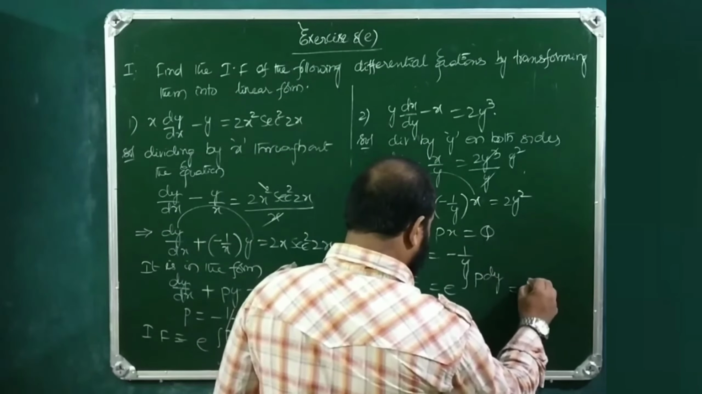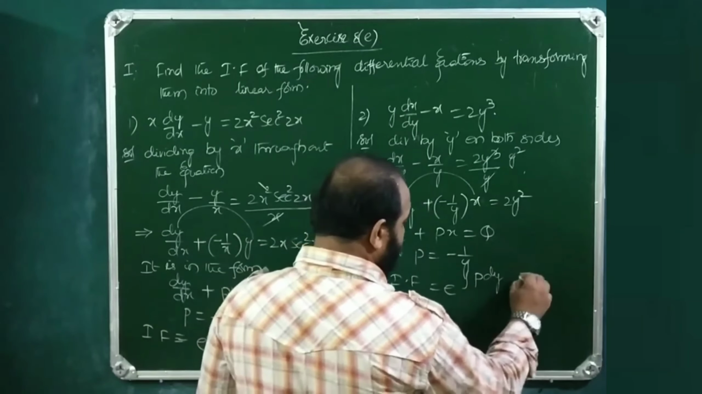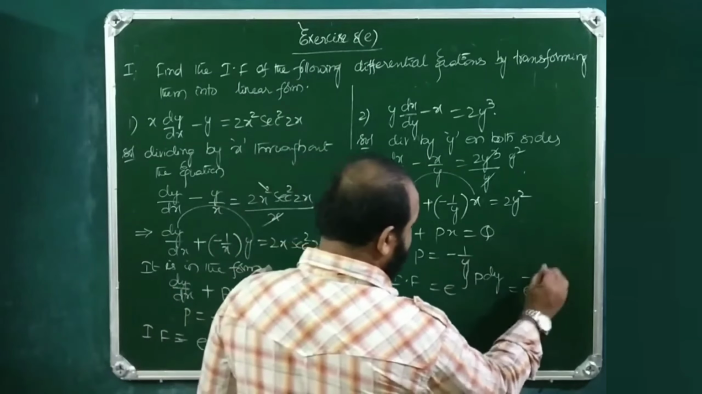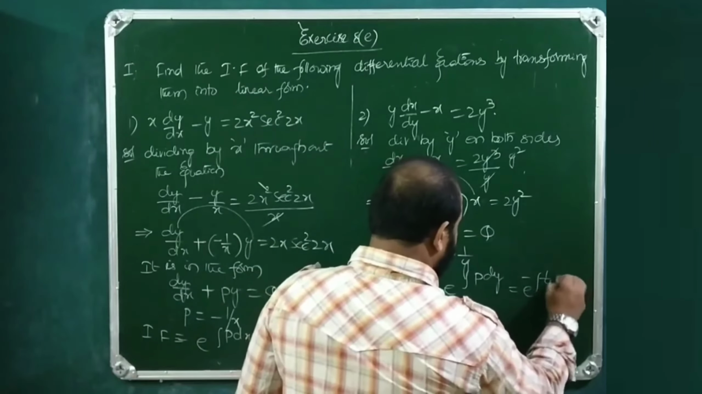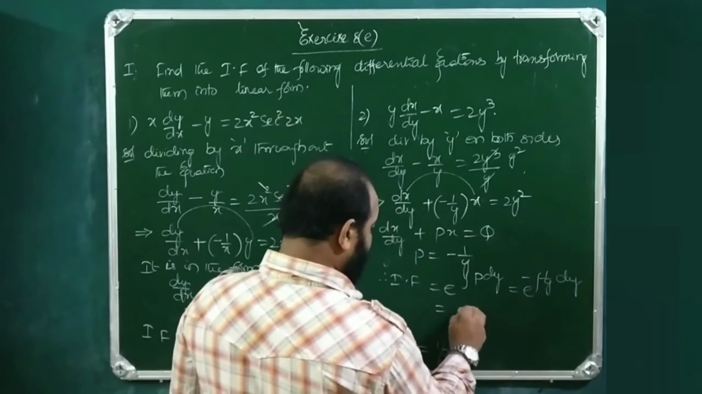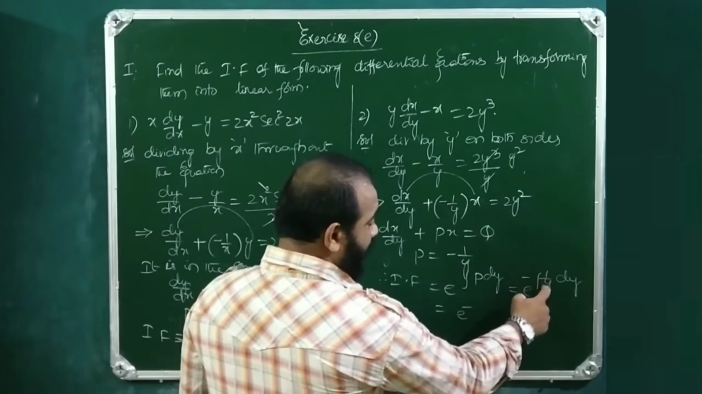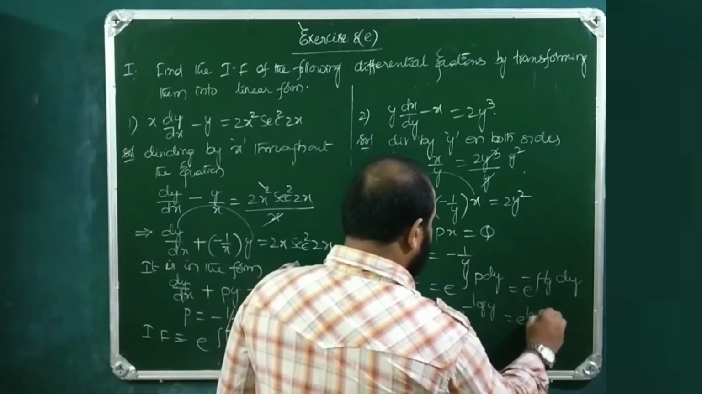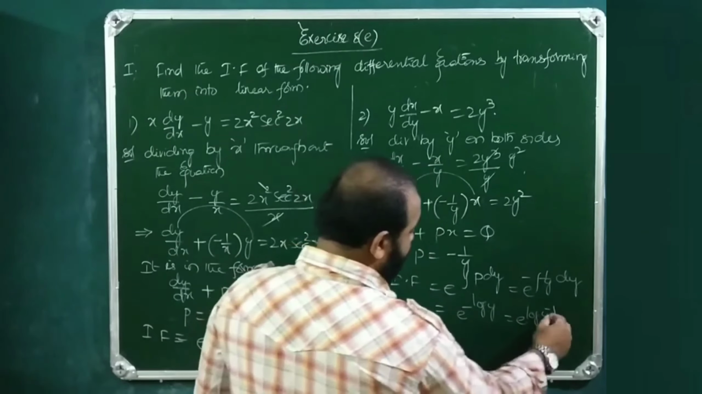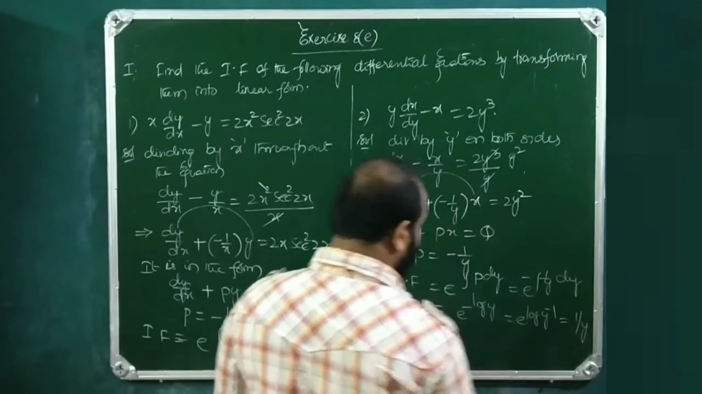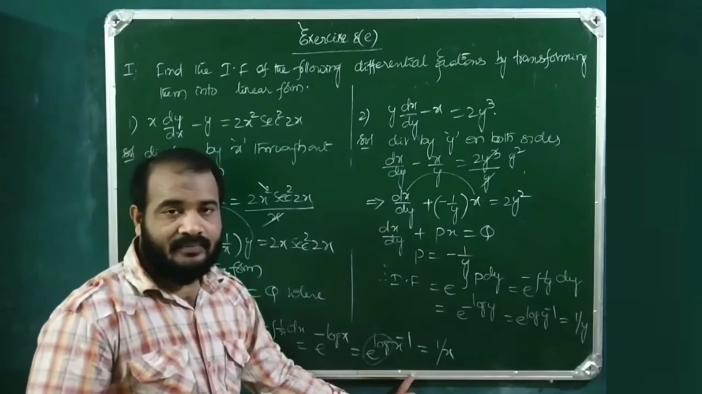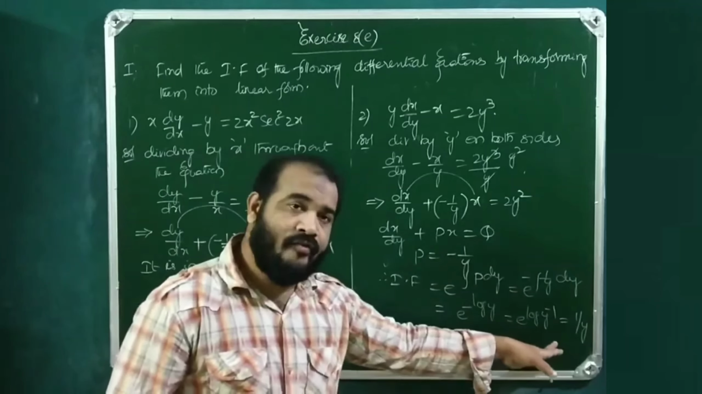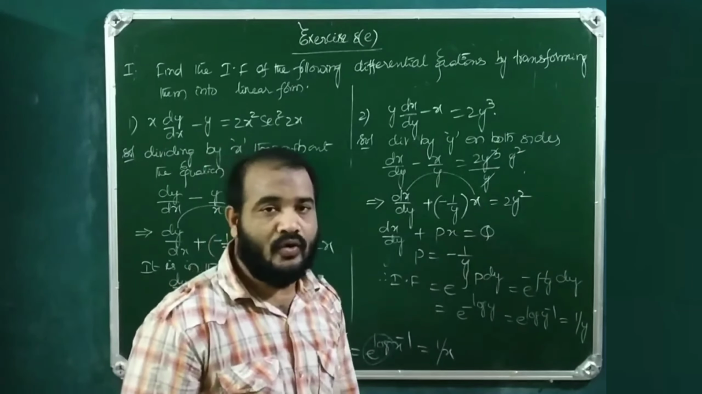So this is e power integral p, p is minus 1 by y. Take minus outside, integral 1 by y dy. So this is equal to e power minus integral 1 by y dy, which is log y. So e power log y inverse, so y inverse, which is equal to 1 by y. Therefore 1 by x is the integral factor for the first equation and 1 by y is the integral factor for the second equation. Hope you understand.